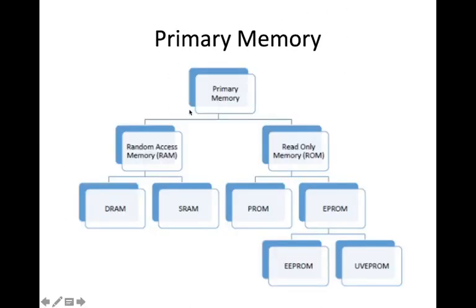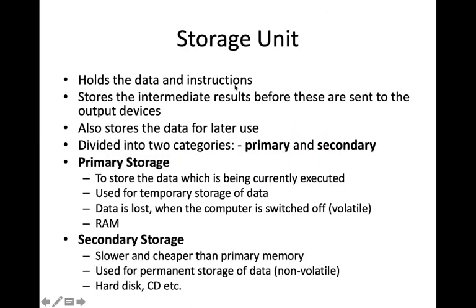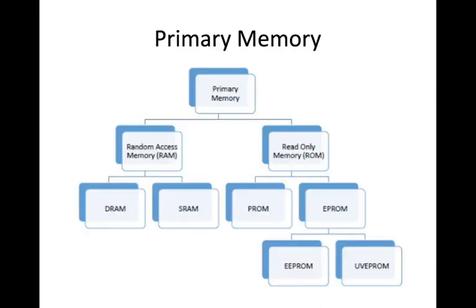This is the organization of primary memory. We will see primary memory and secondary memory separately. Primary memory we can divide into two: one is random access memory, RAM, and the second is read-only memory, ROM. In RAM we have different types: DRAM and SRAM. In ROM we have PROM, then EPROM, and in EPROM we have EEPROM and UVEPROM. We will see all this primary memory separately.